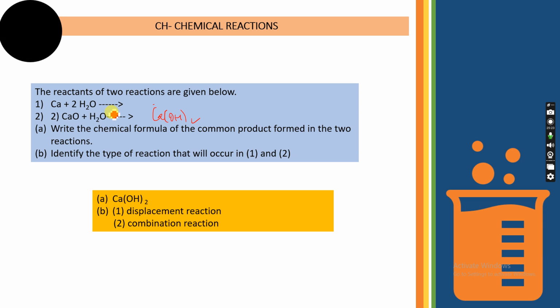In this case also calcium hydroxide is formed, plus hydrogen is formed. So this is a displacement reaction, and this is a combination reaction where both are combined together to form a single product, that is combination, right? So this is your answer for this question. It's an easy one.